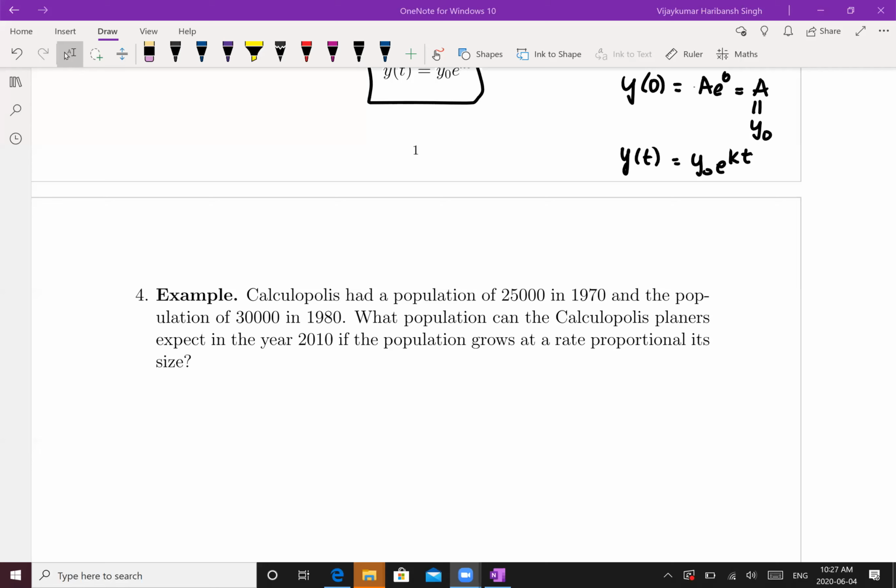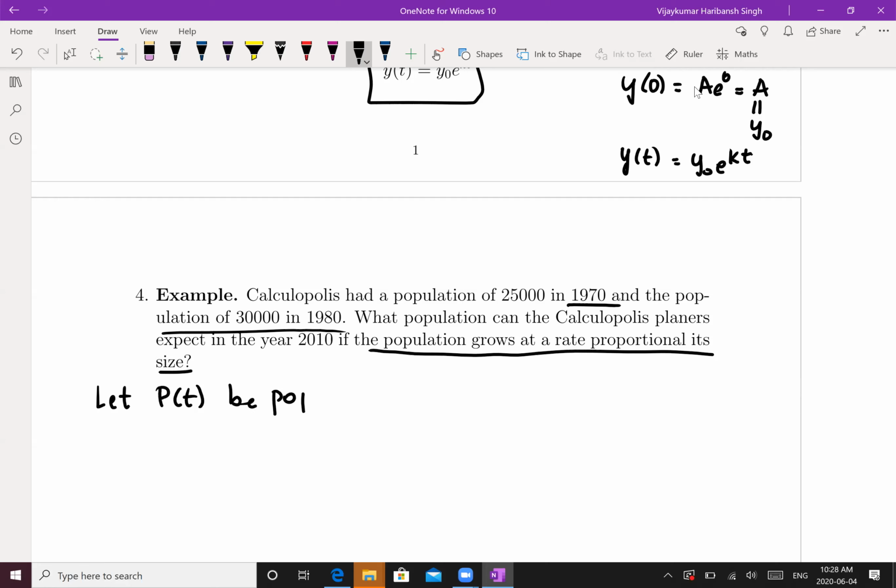So let's read the following problem. Calculopolis has a population of 25,000 in 1970 and a population of 30,000 in 1980. What population can the Calculopolis planners expect in year 2010 if the population grows at a rate proportional to its size? So you see, the last line is the key, in some sense. So let's give a name to the variable. Let P of t be the population at time t.